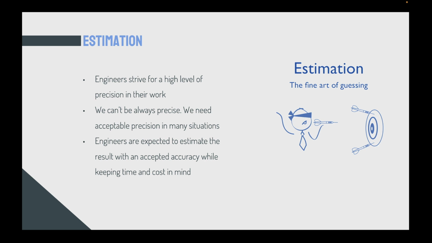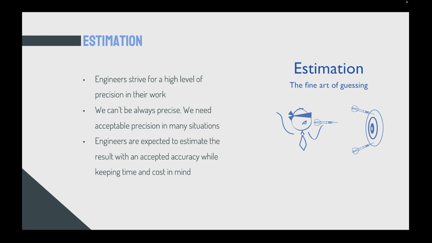Now there's another thing to keep in mind other than approximation of numbers. There's the estimation. Some people define estimation as the fine art of guessing. It's another face of the coin for probability. Engineers always do their best to get a high level of precision in their work, but engineers can never be precise regardless of how genius they are.